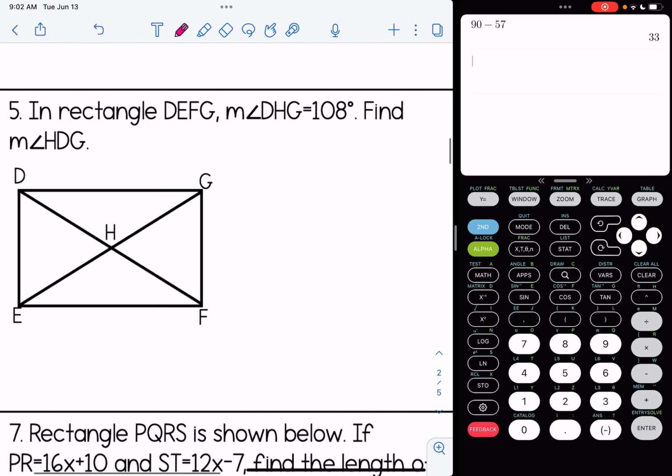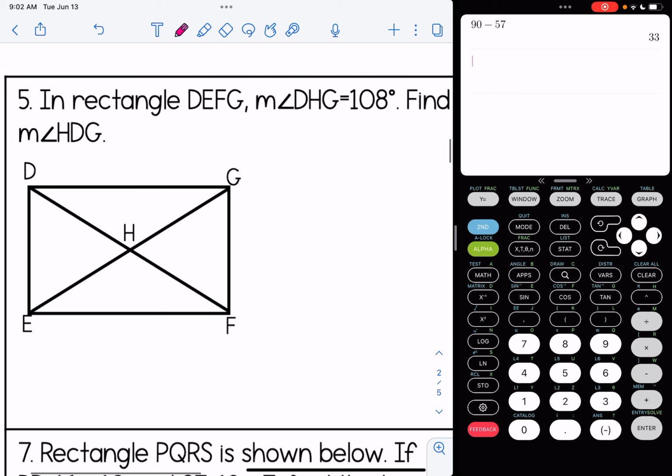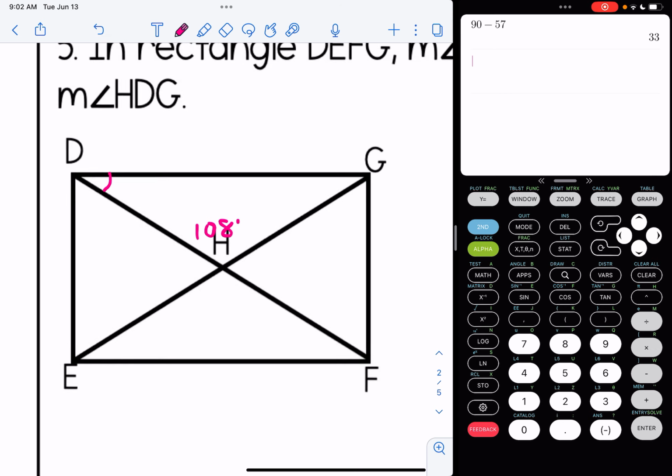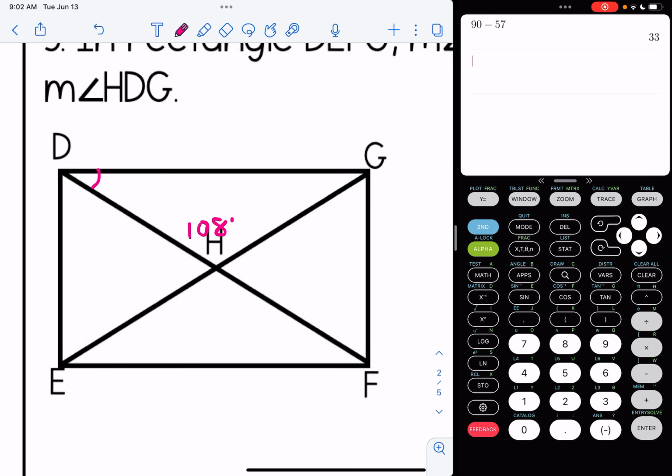Number five, in rectangle DEFG, the measure of angle DHG is 108. Find the measure of angle HDG. So we're looking for this angle here. So one suggestion for this, I'm just going to zoom in on this picture a bit, is when we were talking about the diagonals being congruent and the diagonals bisecting each other, what that really means is each of these four small pieces that form the two diagonals are going to be congruent.